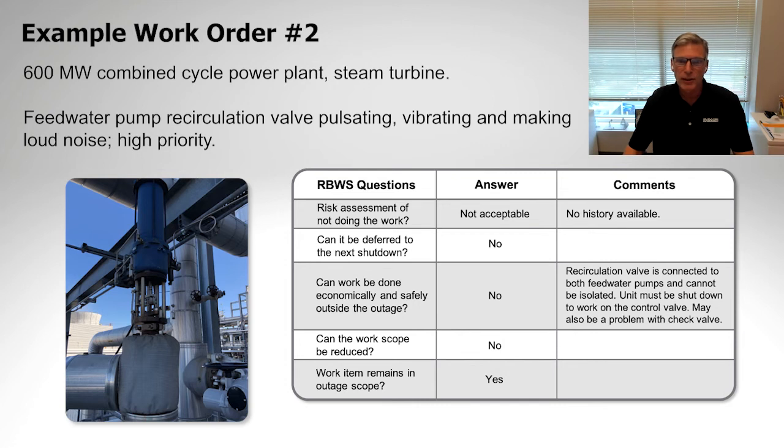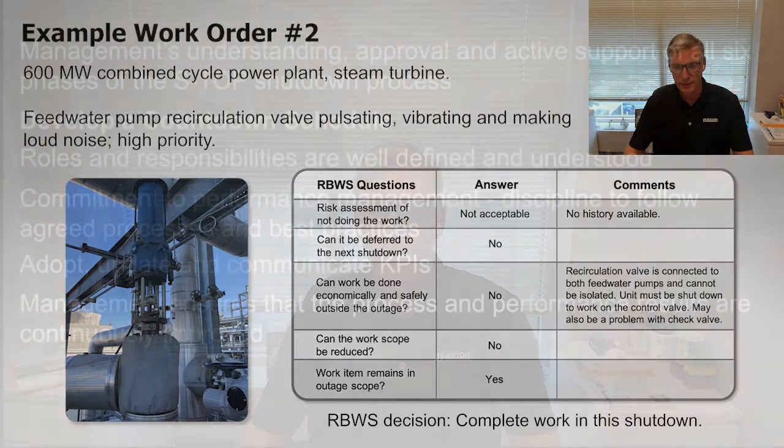Can it be deferred to the next shutdown? No, we really think this is too high of a risk. Can the work be done economically and safely outside the outage? No. The recirculation valve is connected to both feed water pumps in the circuit and cannot be isolated. So the unit must be shut down to work on this control valve. We also think there might be a problem with the check valve. Can the work scope be reduced? No. Does the work item remain in the outage scope? Yes. So we have to complete this one in the shutdown.